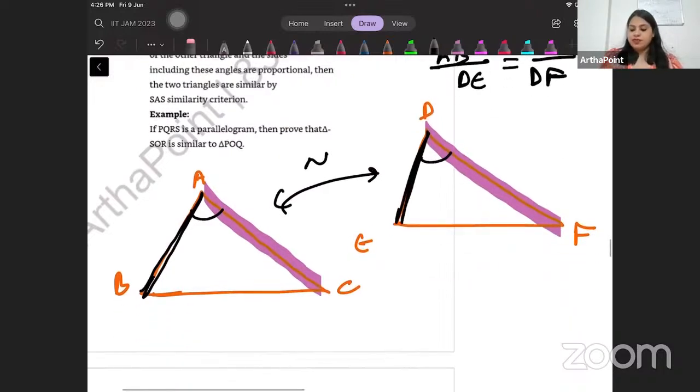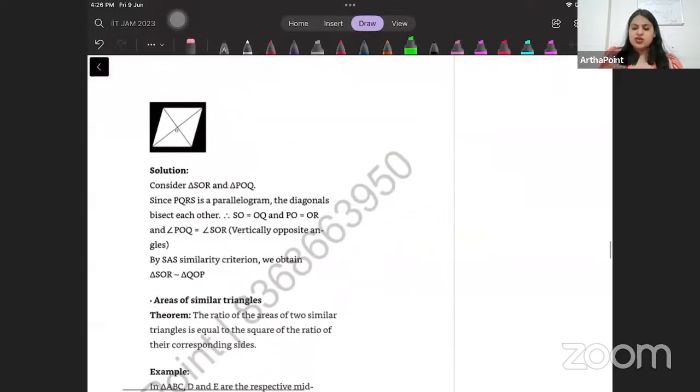Let us take an example. If PQRS is a parallelogram, prove triangle SOR is similar to POS. So you are given a parallelogram.